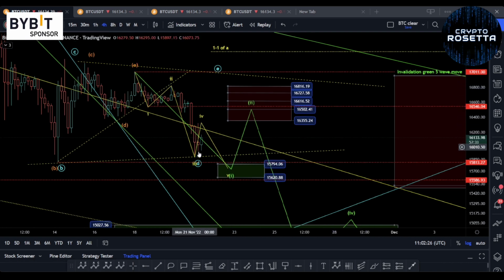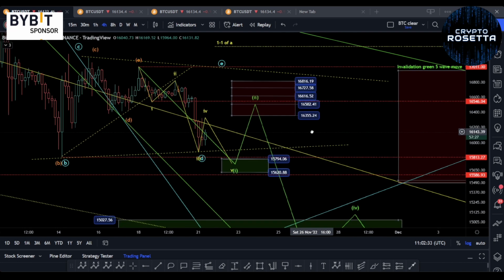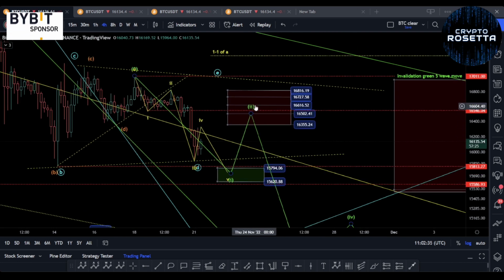So if this does develop as this five-wave move down into these lows here, the next thing I would be looking for as confirmation would be a retracement up here into this red box zone. This is a typical fib zone rejection area.